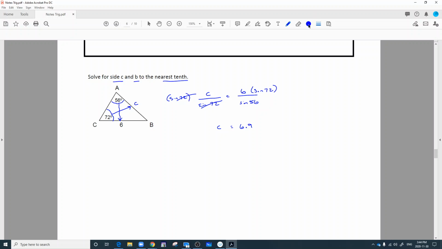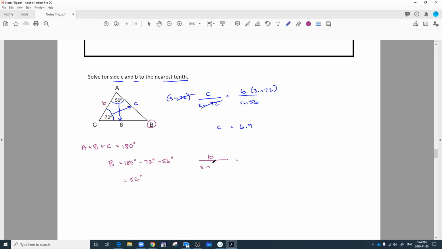Now I want you to use the same triangle, but this time I want you to solve for side B. So B is to the sine of angle B, but we don't know angle B. But we do know a rule: angles in a triangle add up to 180 degrees. So A plus B plus C is going to equal 180 degrees. If I'm trying to solve for angle B, I'm going to take 180 degrees and subtract the other two angles, so minus 72 and minus 56. So angle B is 52 degrees.